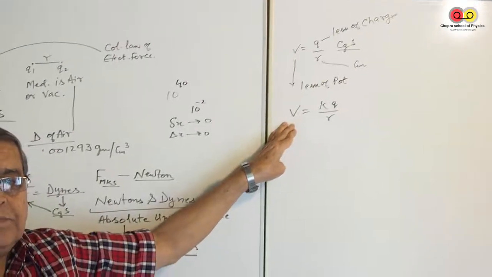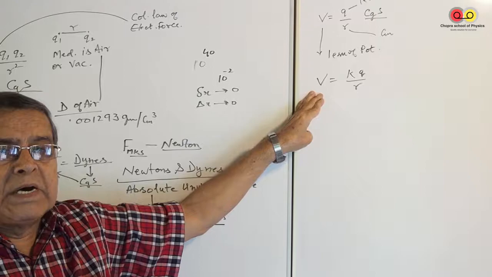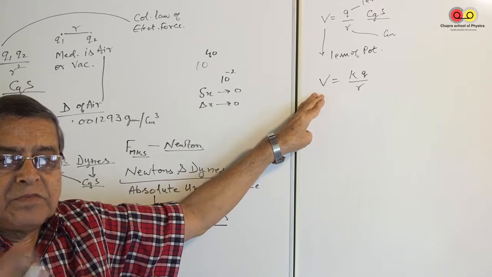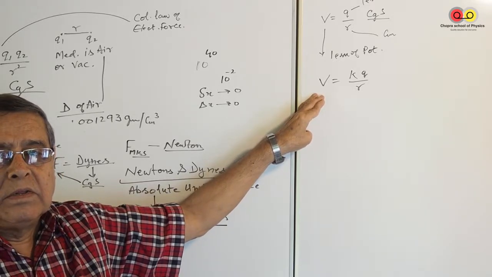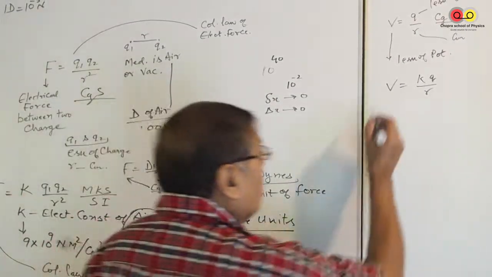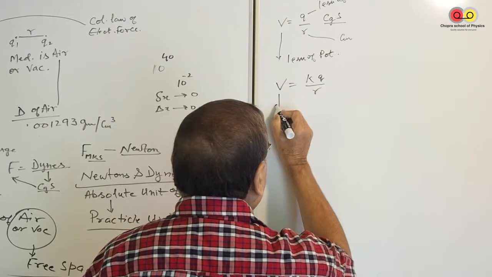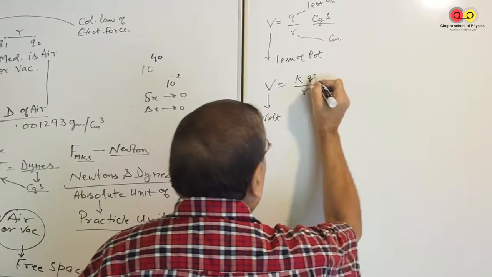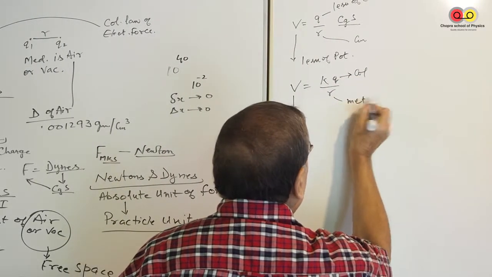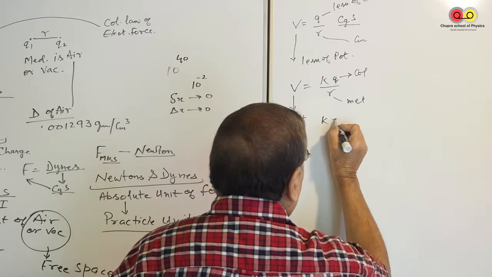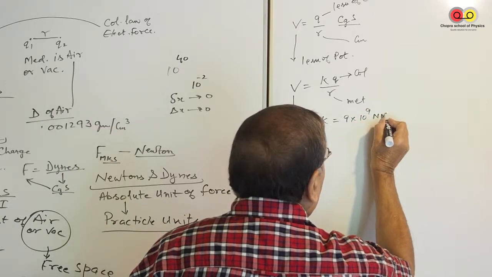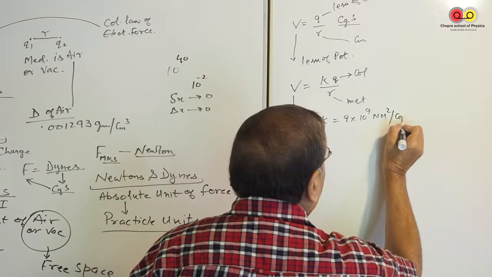Potential is the work done to bring a unit positive charge from infinity to that point which is within the electric field. That is the meaning of potential. It is the work done. So, you remember here that V will be taken in volts, charge in coulombs, R in meters, and K, that is 9 into 10 to the power 9 Newton meter square per Coulomb square.